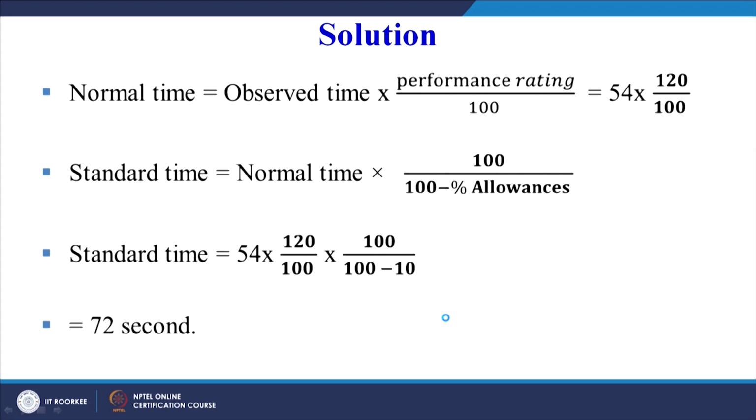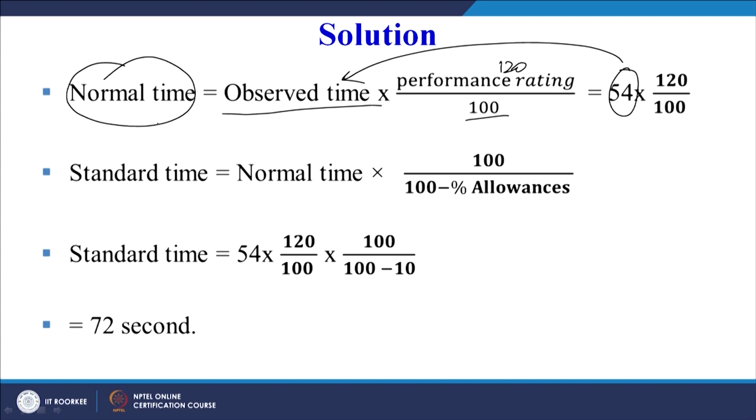Now here you can see the normal time is the observed time, which is 54 seconds, already given to us, multiplied by the performance rating which is given as 120, divided by the standard rating. So 54 into 120 by 100. So this is the normal time. Whatever value we get here is used for the calculation of standard time.